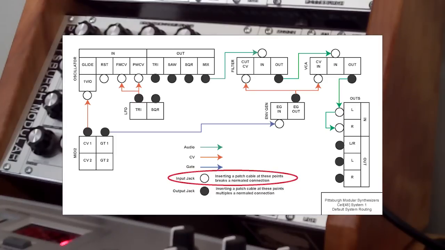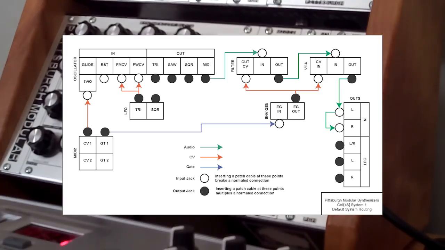Patching into an input jack, however, will break an internal system connection, so that patching into the FMCV or the pulse width CV input jacks of the oscillator, for instance, will break the system's default internal routing of those points. Similarly, patching into the right input jack of the outs module will break the normal connection between the left and the right input jacks. Please note, this is not always the case with all Pittsburgh Modular synthesizer modules.